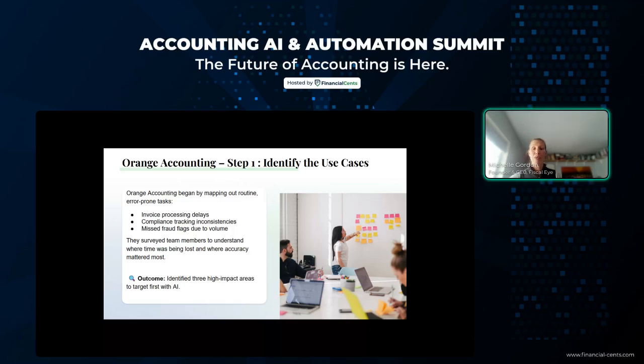Rather than assuming what needed fixing, Orange Accounting involved people closest to the work. They ran surveys and team interviews to identify routine, repetitive, or error-prone processes. The result? They didn't try to automate everything. They focused on where it would have the biggest impact.